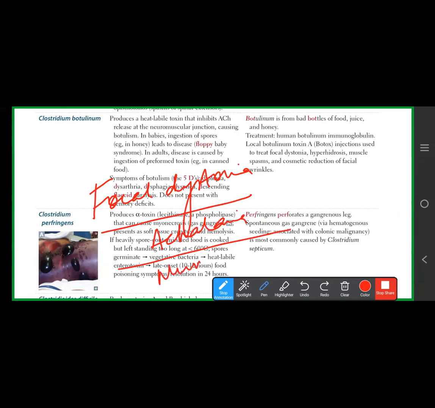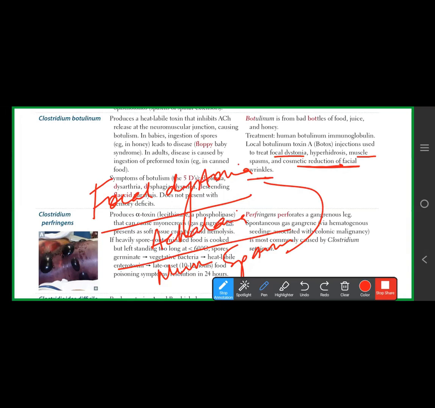Okay, so these are all the local Botox injections, which you can give for facial dystonia, muscle spasm, and achalasia. You have to remember that Botox injections are one concept they can ask, or the cosmetic reduction of wrinkles also. What you have to know about Botox is that it inhibits the ACh release.